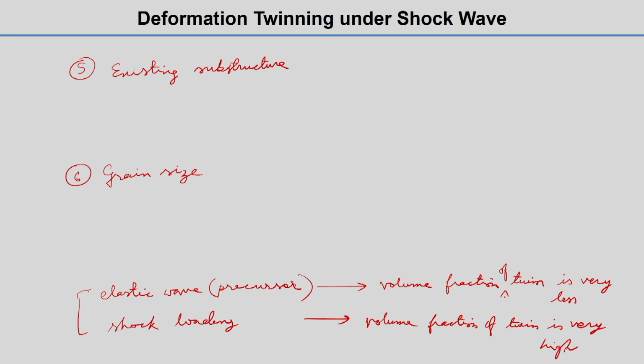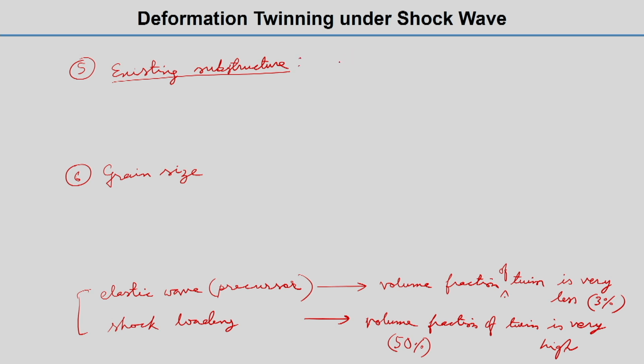For one of the materials, some researchers did that at 30 gigapascal with 1 microsecond pulse duration, that volume fraction is 50% for shock loading at 30 gigapascal peak pressure, and in this case that elastic precursor may produce only 3%. So this is just one example. So coming to the point, the factor 5, the existing substructures. So it depends on the substructure present in the material.